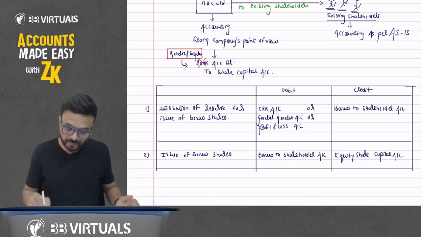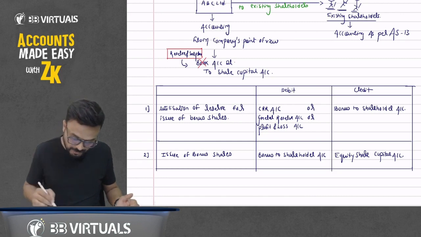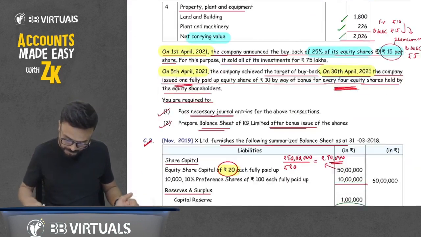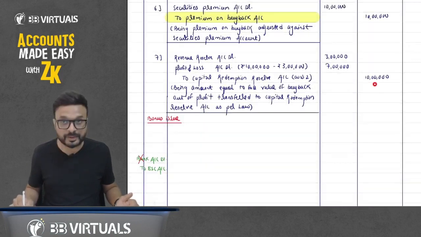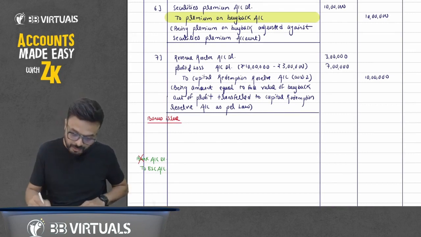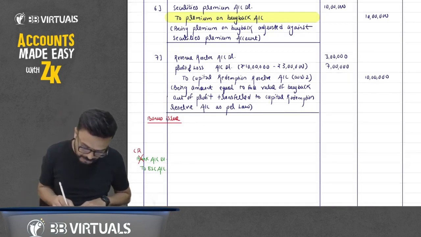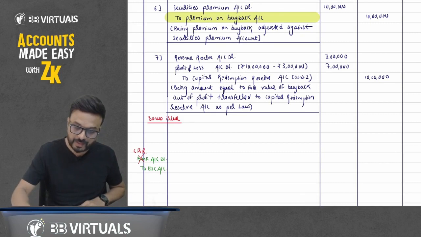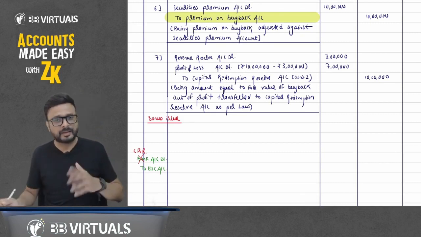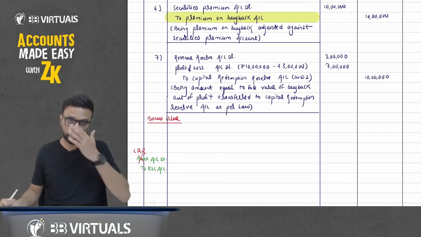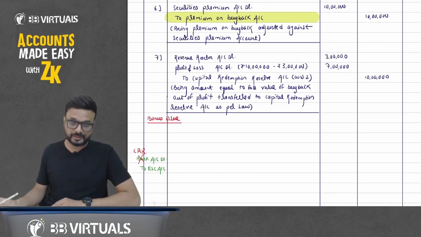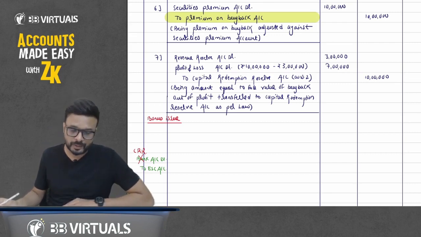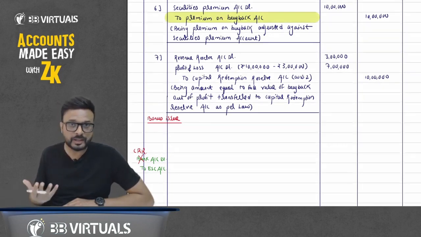How much balance do we have in the CRR account? If you see in the question, we have credited the CRR account by rupees 10 lakh. So we have 10 lakh rupees in the CRR account. Now, how many bonus shares are we issuing? 37,500 multiplied by 20, the face value. The amount comes to 7,50,000. Don't worry, we'll make a working note on it. 7,50,000 is the amount which we require for the bonus issue. We have a balance of rupees 10 lakh in CRR, so we can utilize the CRR account.